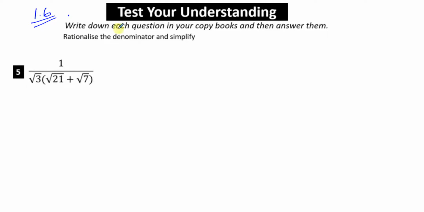This question was asked to me by one of the students. It's from the Test Your Understanding of 1.6 about rationalizing the denominator. In this question, we have to rationalize this denominator and simplify. So here we want to get rid of the square roots.